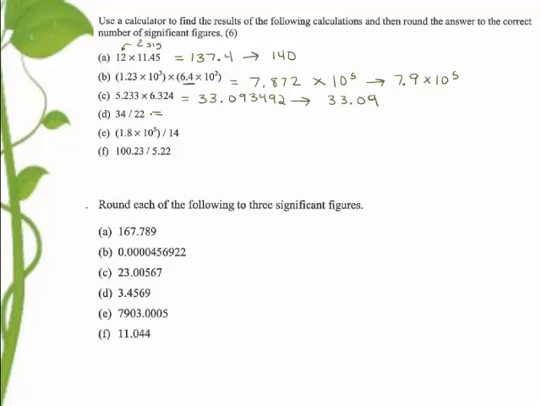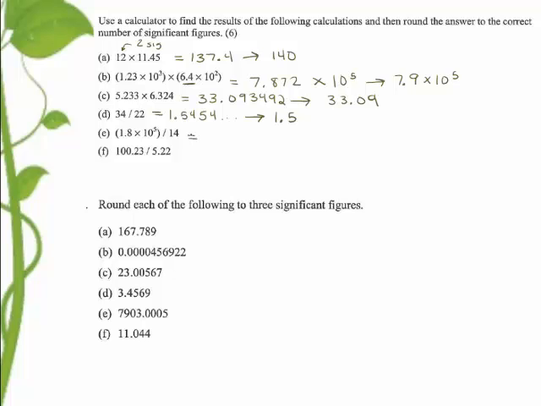Dividing works the same way. If I do 34 divided by 22, I actually get this very long decimal. It's 1.5454, etc. It repeats. But I only had 2 significant figures, so I can only have 2 significant figures in my answer.